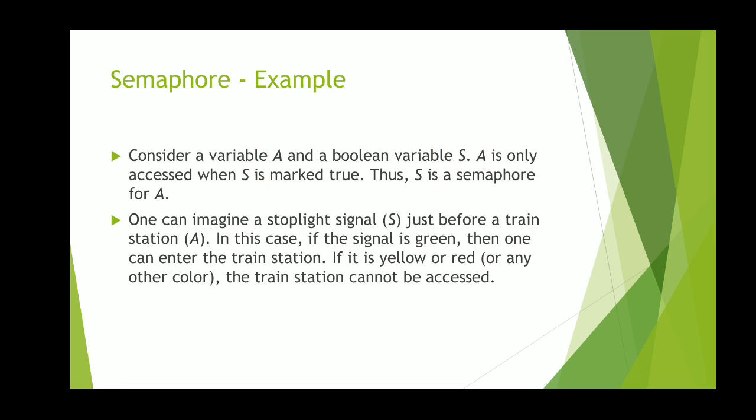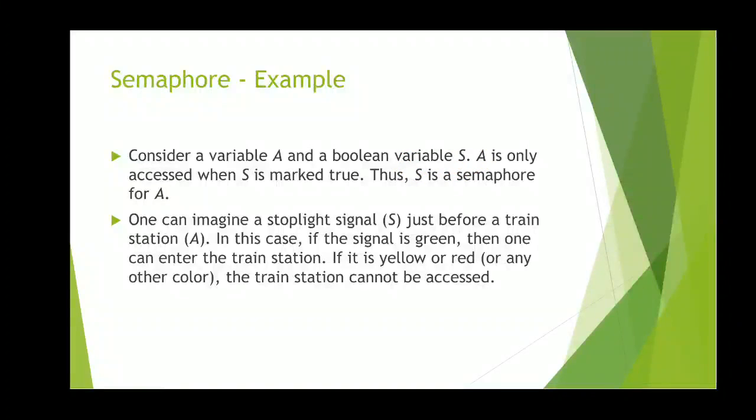Variable A is a regular variable and it can take any values. But the variable S is a Boolean variable. It means that it can be either true or false. And depending on the value of variable S, if S is true, then A can be accessed. If S is false, then A cannot be accessed. In this case, S acts as a semaphore.